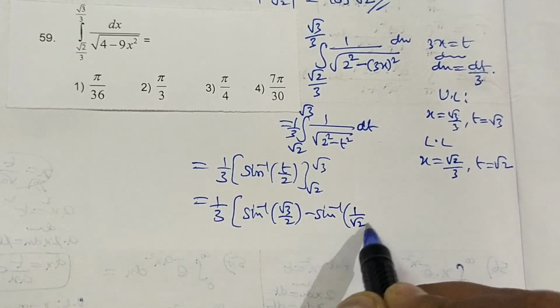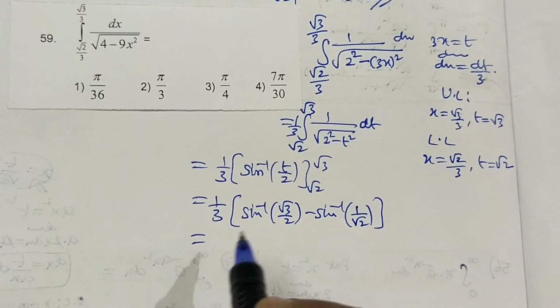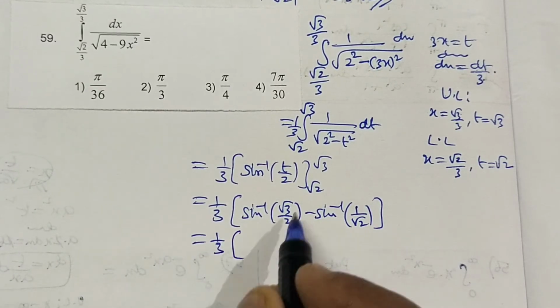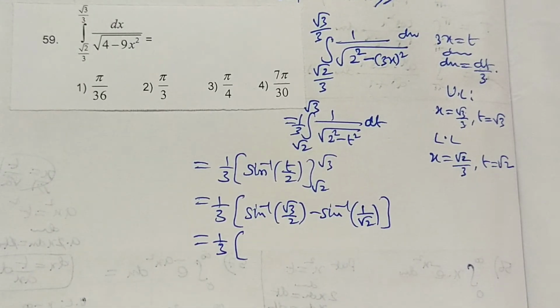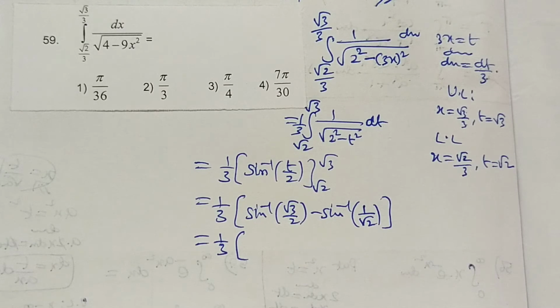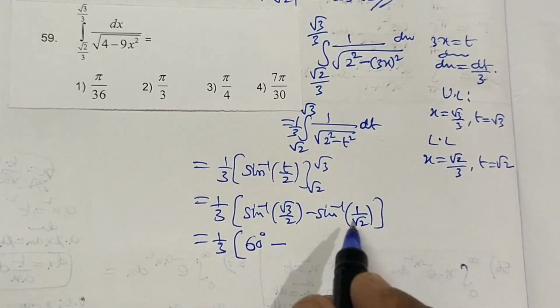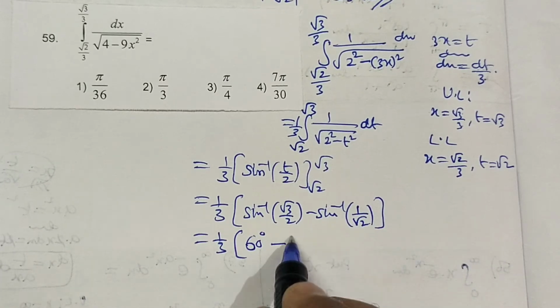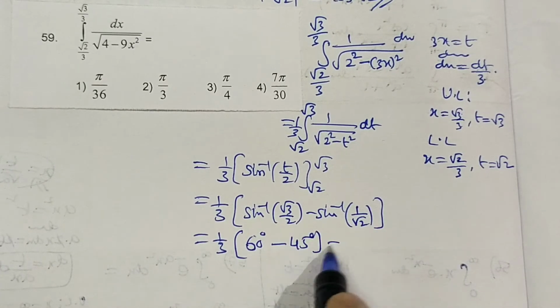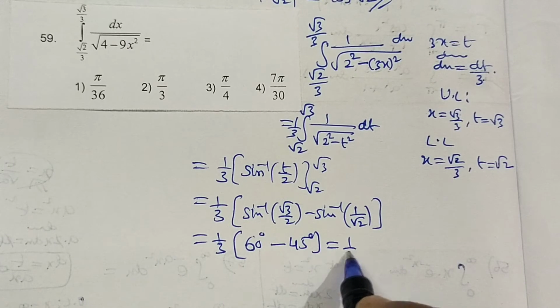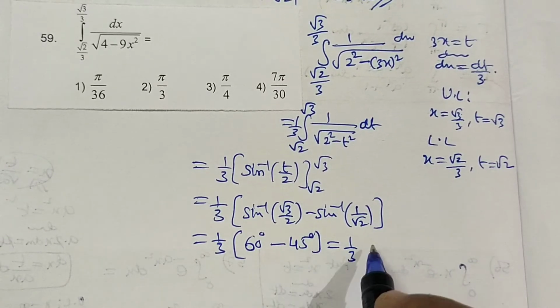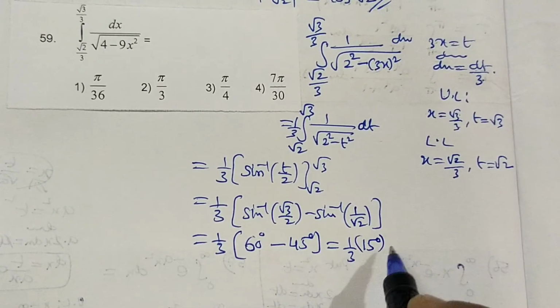So that means 1 by root 2. 1 by 3 sin inverse of root 3 by 2. Root 3 by 2 means sin 60 is root 3 by 2, so 60 degrees, minus sin inverse of 1 by root 2, which is pi by 4, 45 degrees. So 1 by 3 into 15 degrees.